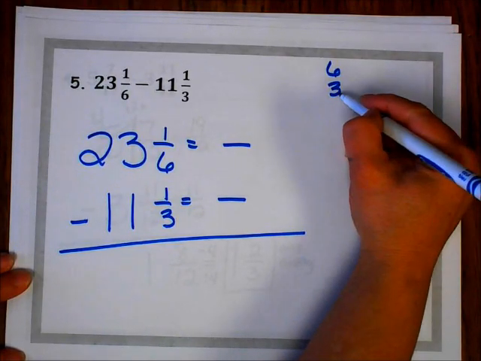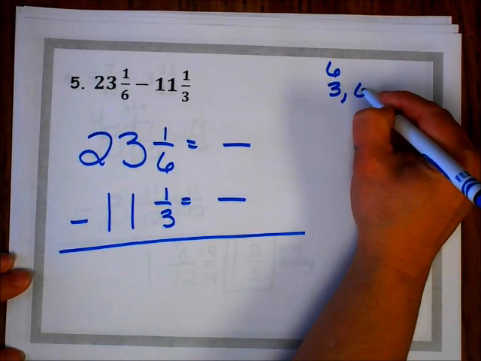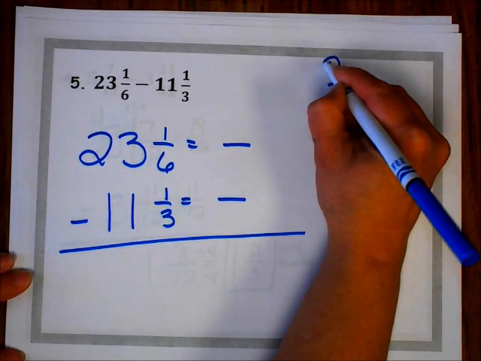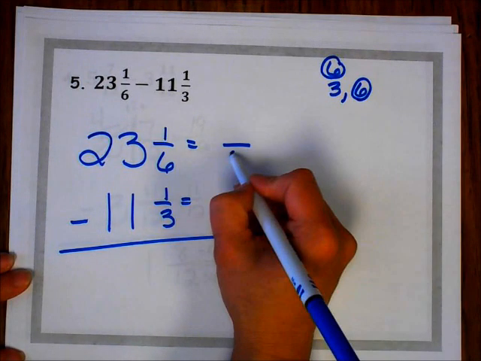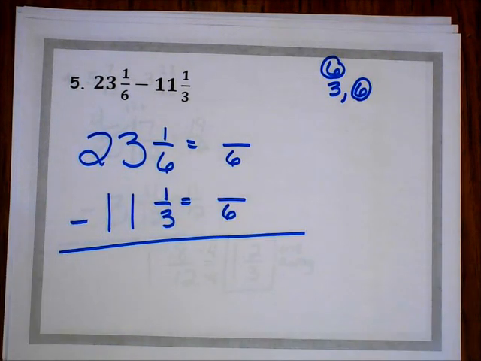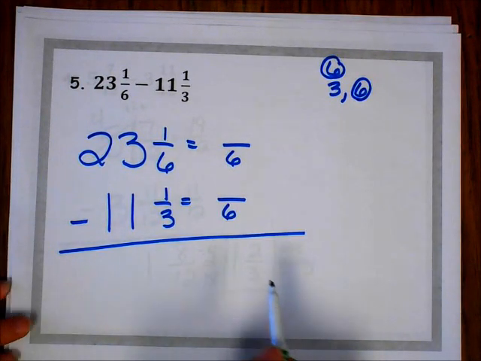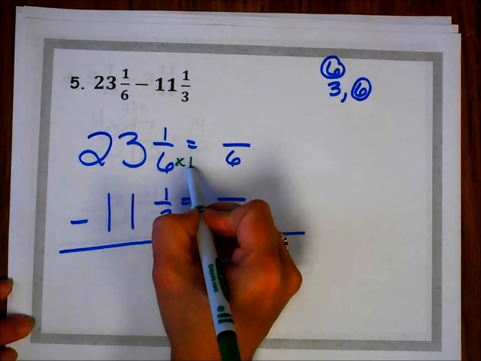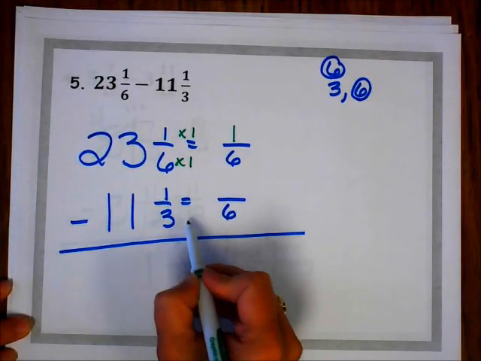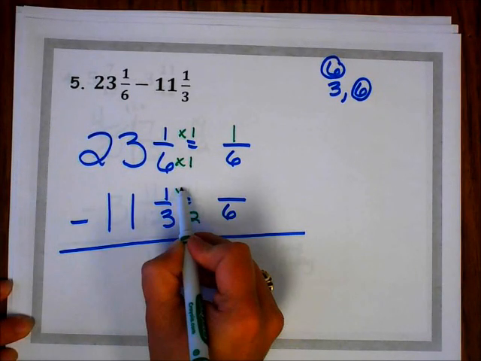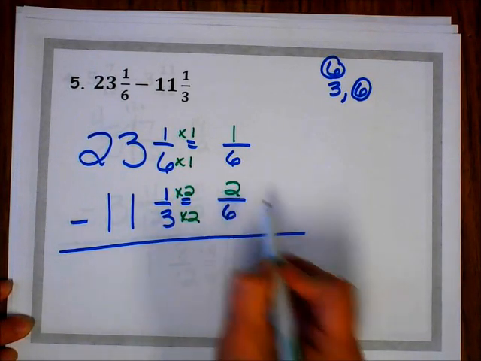I'm going to start with 3s. 3, 6. I can stop because they have a multiple in common. So my common denominator is 6. So now I need to find my equivalent fractions. 6 times 1 is 6, so 1 times 1 is 1. 3 times 2 is 6, so 1 times 2 is 2.